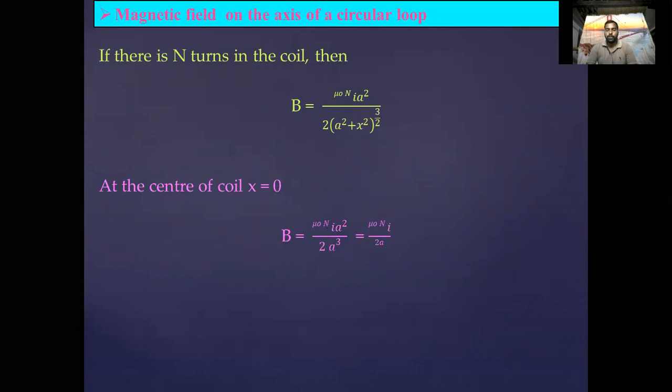Now using the circular loop having n turns, the magnetic field at the center of the coil is B is equal to mu naught n I by 2a.